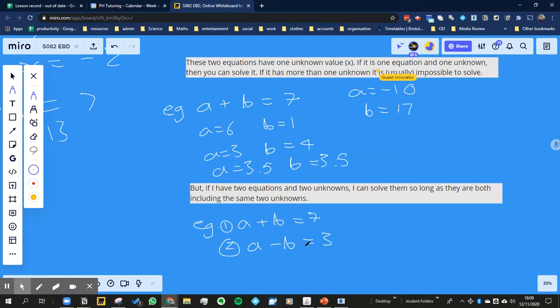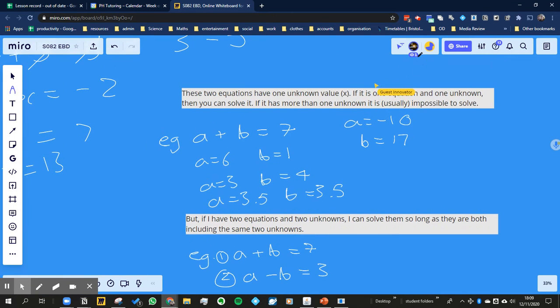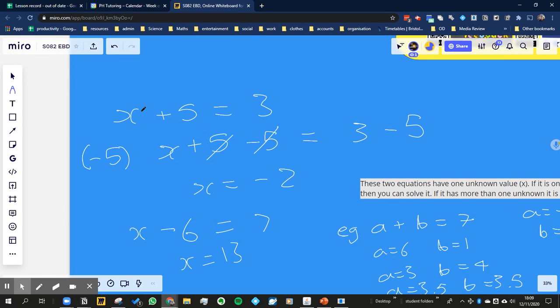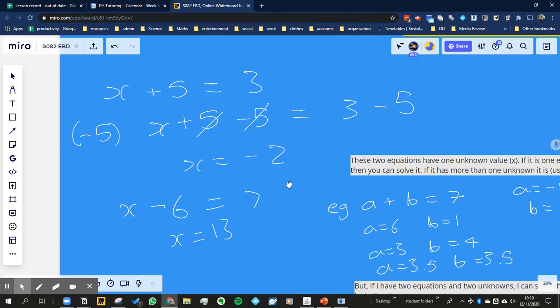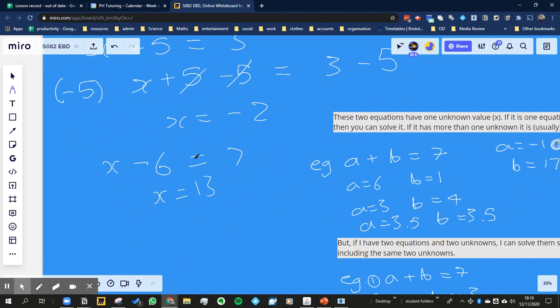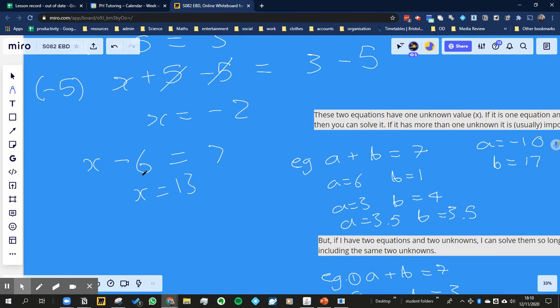We're looking at simultaneous equations here, and the thing to know about equations is this. Look at the beginning one here that we did: x plus 5 is equal to 3, not too hard. We just take away 5 from both sides, and we end up with x is equal to minus 2. Or another example, x minus 6 is equal to 7, so we add 6 to both sides, x equals 13. That's one equation, one unknown.